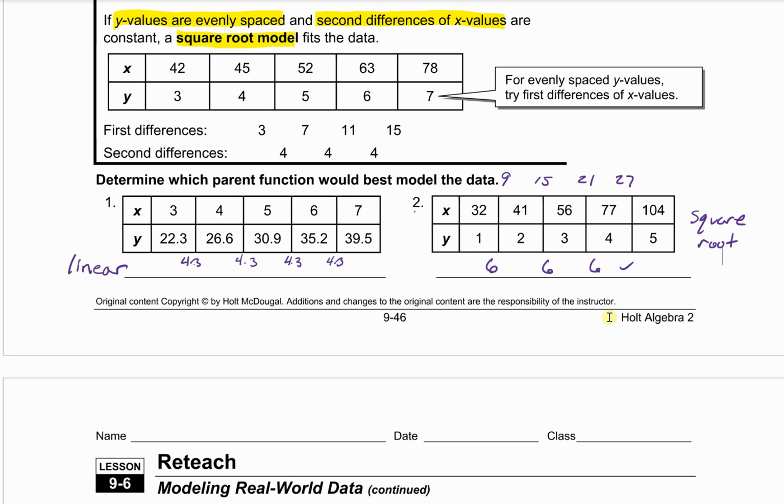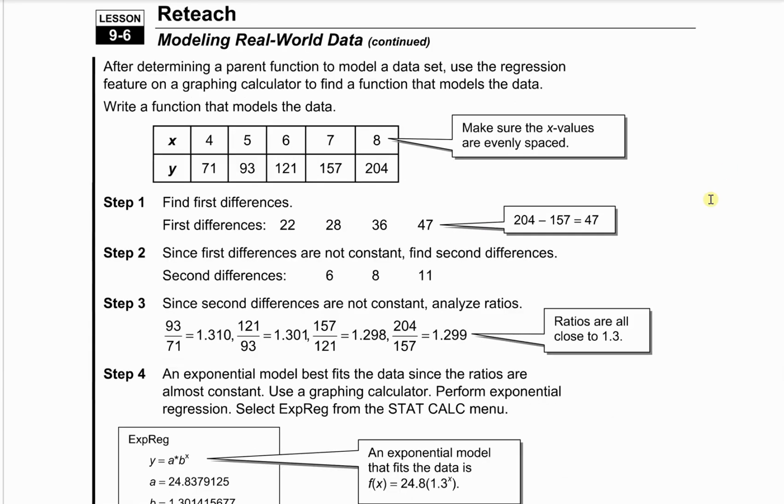All right. Now you probably know what we're getting at here, but after you determine what your parent function is, you can use the regression feature on your calculator to find a function that models the data. So if we look here, they gave us some data. Are my x's evenly spaced? Got to make sure. Now they don't have to go up by 1. They could go up by 4. They could go up by 3. You just got to make sure that there's a nice even progression there for your x values.